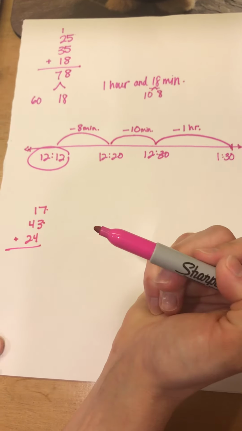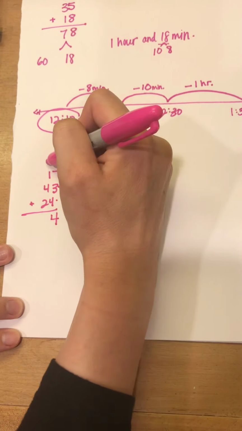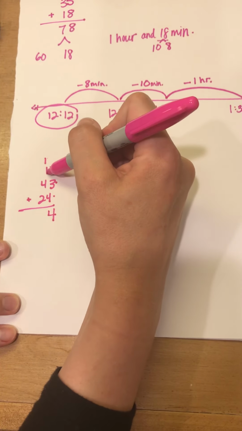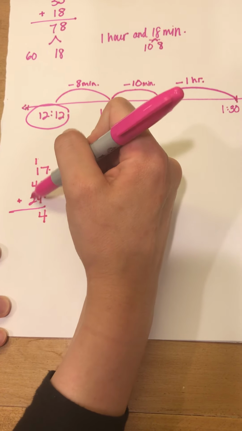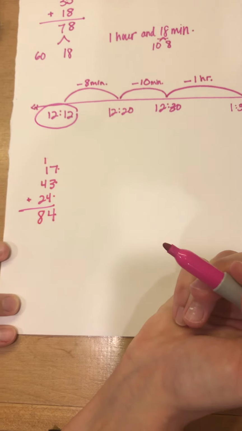7 plus 3 gives me 10. Plus 4 is 14. So I have my 4, carry my 1. 1 plus 1 is 2, plus 4 is 6, plus 2 is 8. So that's a total of 84 minutes.